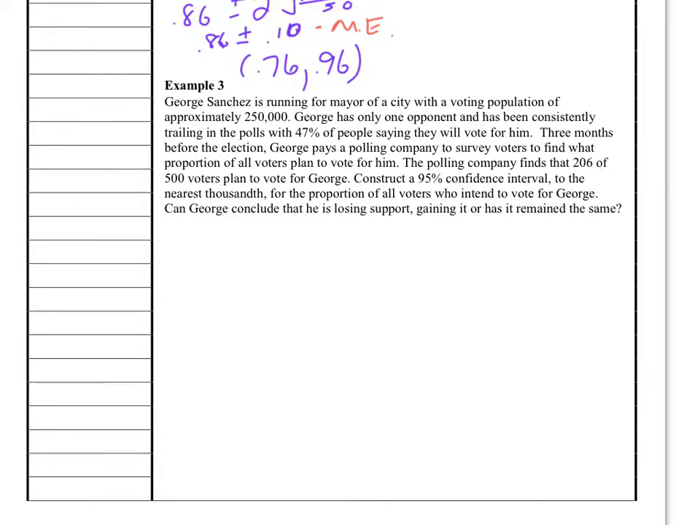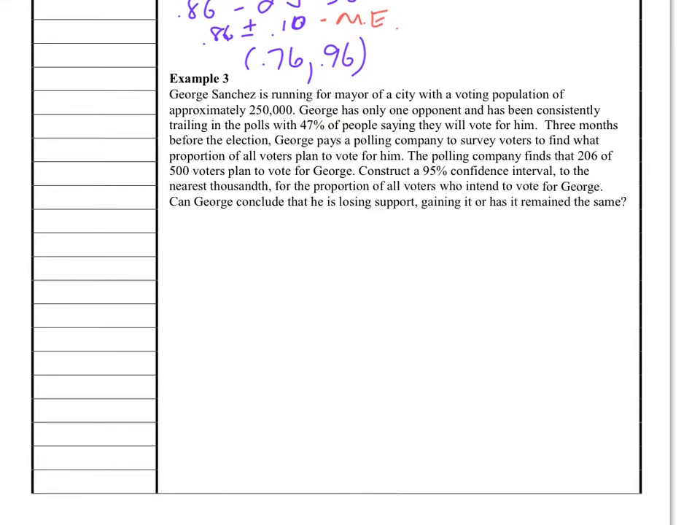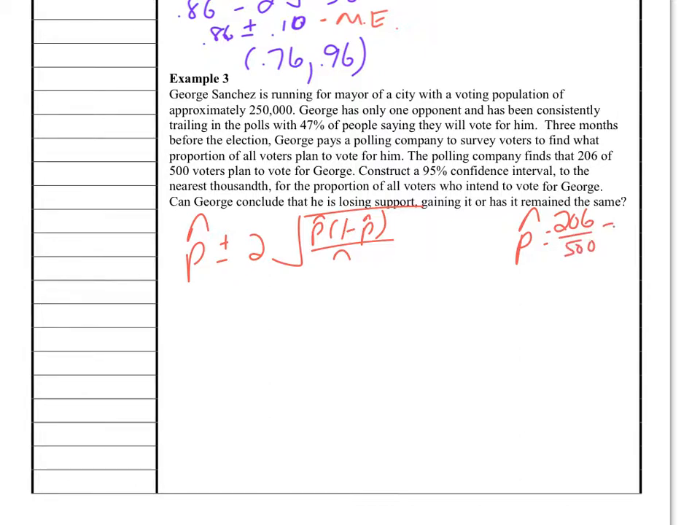All right, so let's do that 95% confidence interval. We have to have our p hat. So p hat plus or minus 2 times the square root of p hat times 1 minus p hat all over n. The p hat for this particular problem is the sample statistic, which we saw that 206 out of 500 people are going to vote for him, so that is 0.412, 41.2%. So we're going to plug in 0.412 plus or minus 2 times.